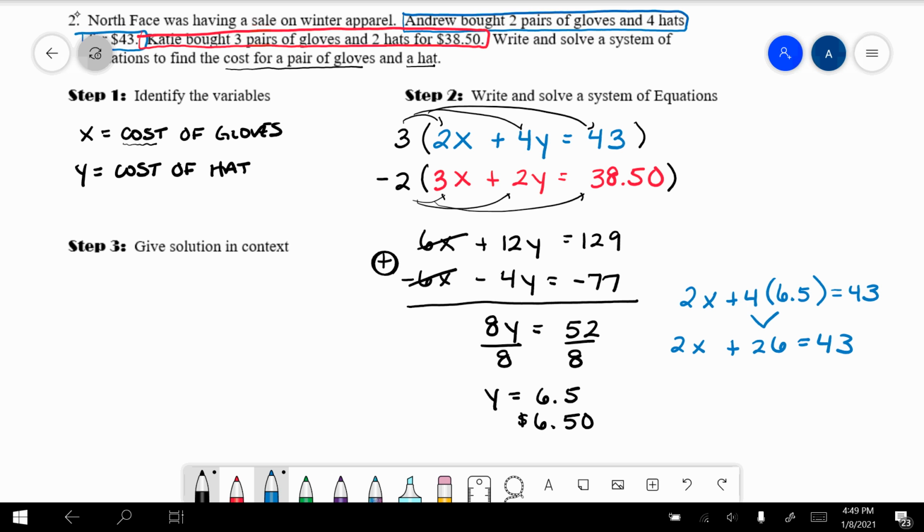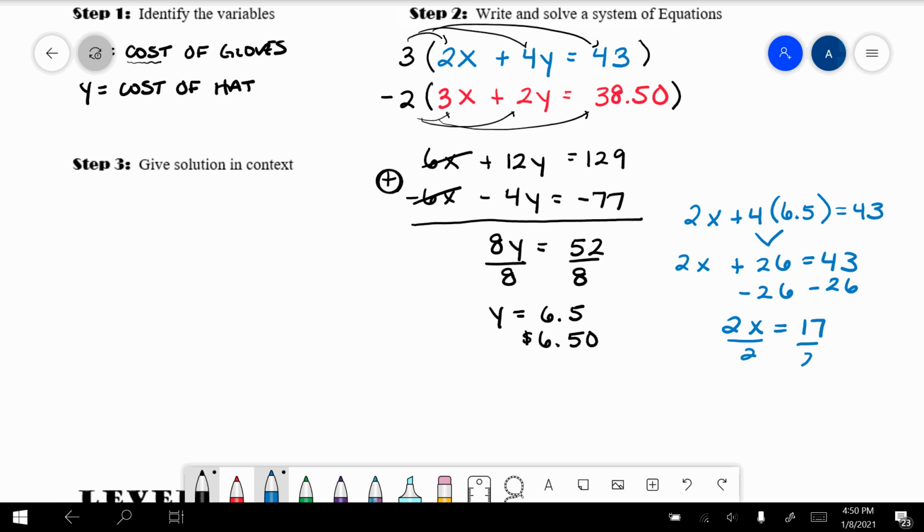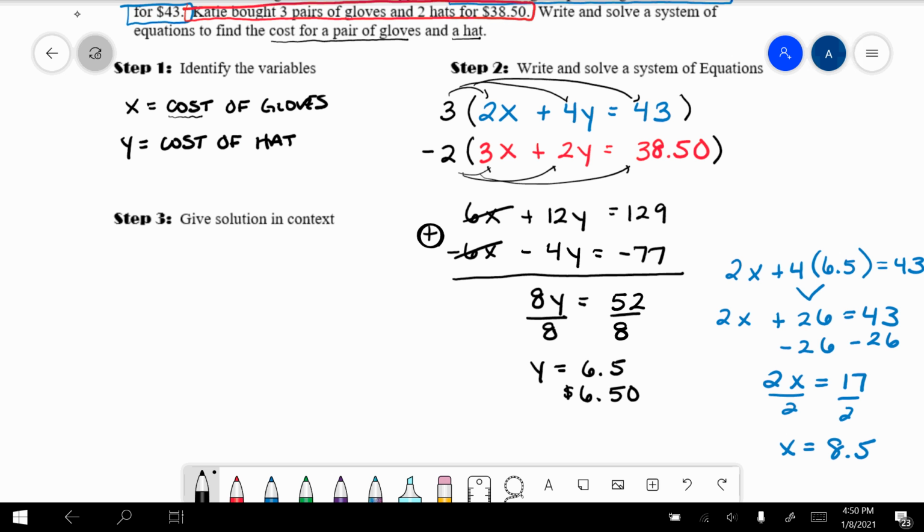Let's subtract 26 from both sides, and we're going to get that 2x is equal to 17, and 17 divided by 2 is going to be, let's see here, 8.5. And again, is that 8.5 reasonable? And the answer is yes.